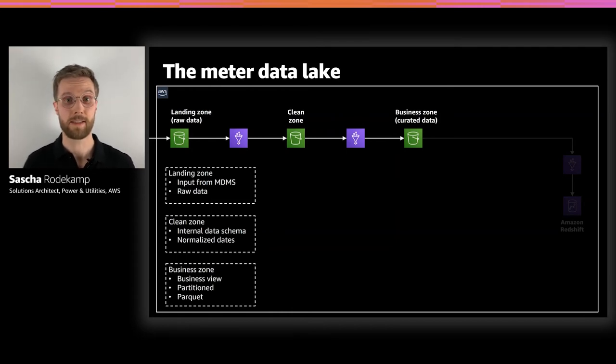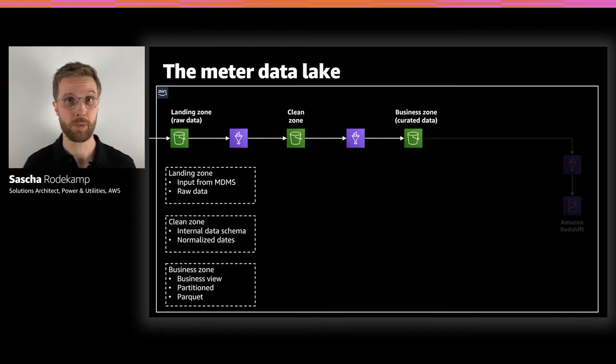This all helps us to provide the data in a way which suits our downstream systems best. And decoupling the business zone from the landing zone has the advantage that when new use cases emerge, we just create a new business zone, take the normalized data from the clean zone, and store them in a representation which matches our access patterns and requirements best.